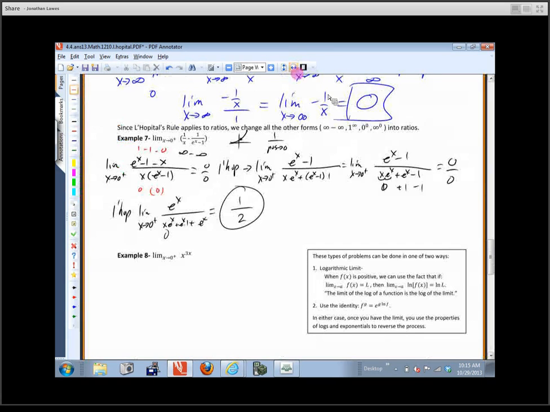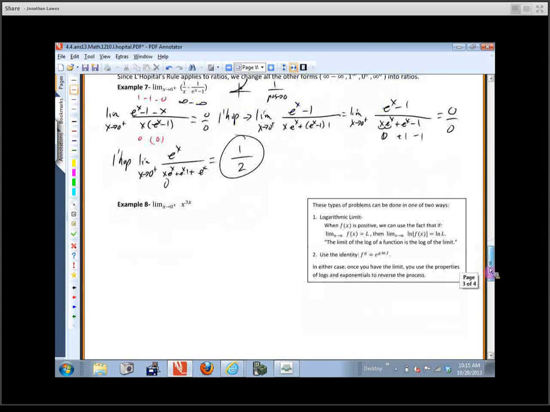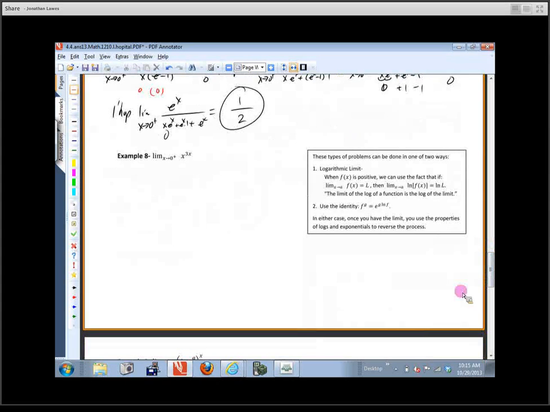Okay. Let's talk about some of these other formats right here. We're going to use a technique called a logarithmic limit. A logarithmic limit. And we typically do this when we have a function of x raised to a function of x. And there are 2 techniques for this.